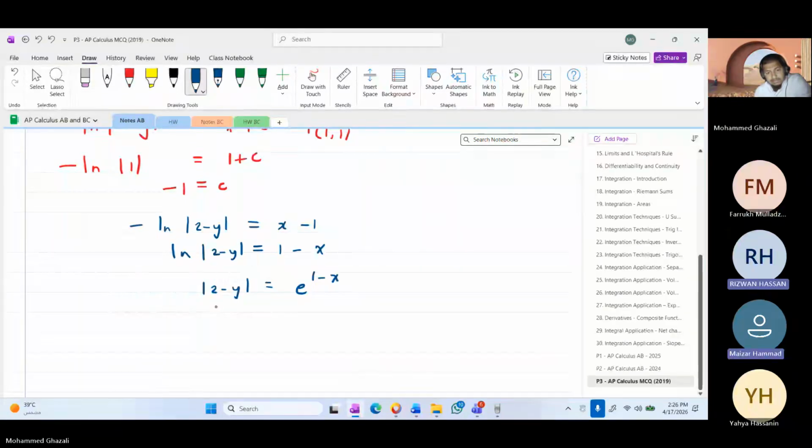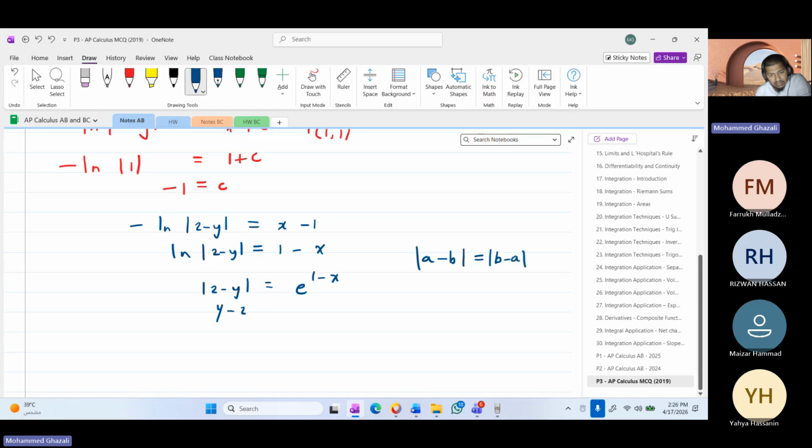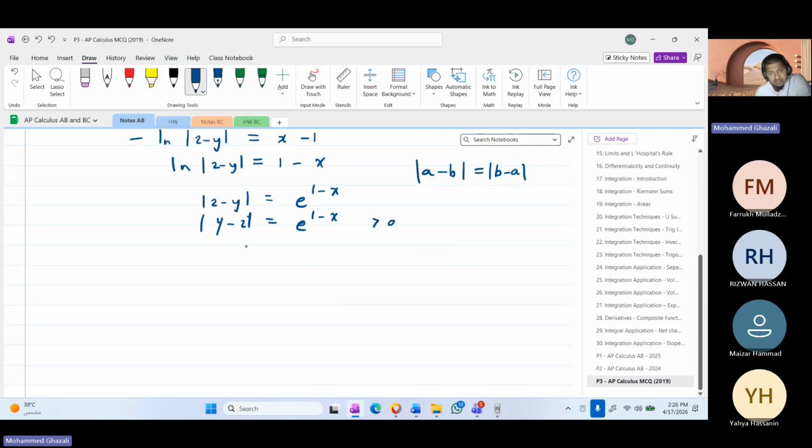Let's do it like this, mister. Absolute value of a minus b is equal to absolute value of b minus a. So you can say 2 minus y, minus 2, is equal to e to the power 1 minus x, right? And we know this is always positive, so we can drop the absolute value. So y is equal to 2, take the 2 over, 2 plus e to the power 1 minus x.